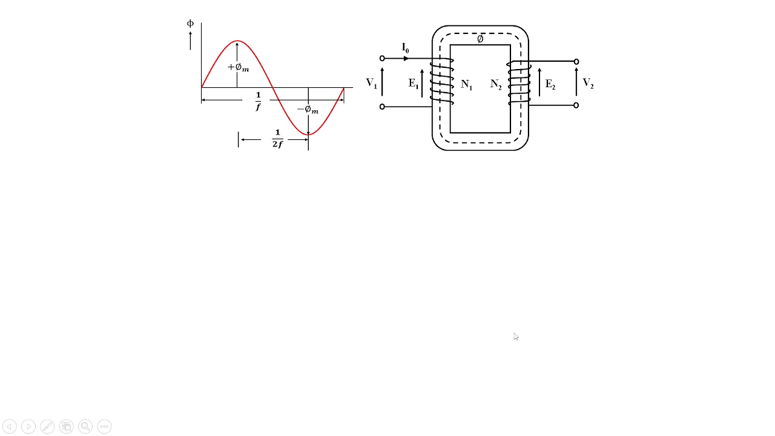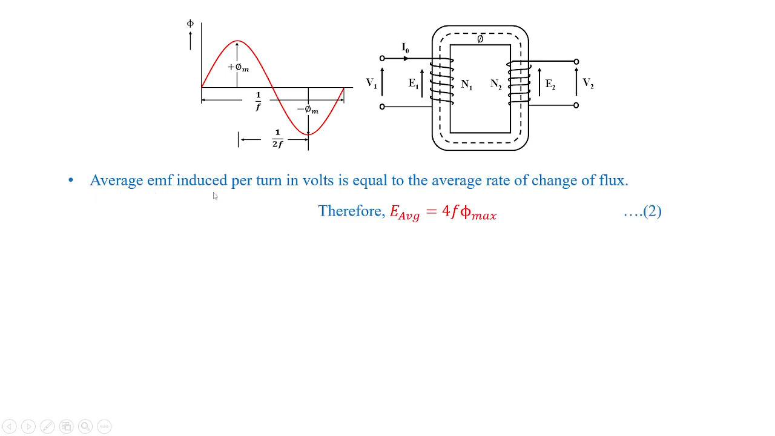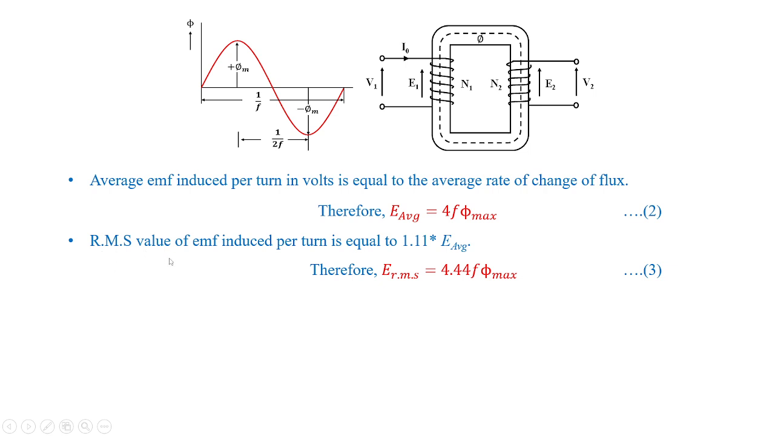Again we continue the equation by calculating the average EMF induced per turn in volts, which is equal to the average rate of change of flux, given by E average equals 4f phi max. Now this is according to Faraday's second law of electromagnetic induction, that the rate of change of flux is equal to the voltage induced in the coil. If you take the RMS value instead of the average value, then the RMS value of the voltage is given by 1.11 into 4, which becomes 4.44 f phi max.